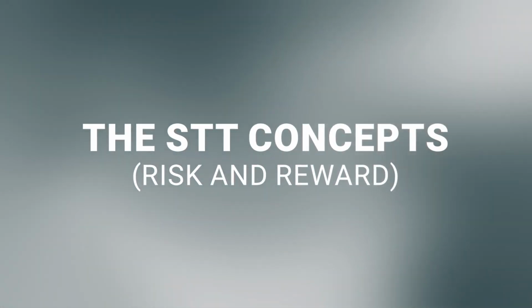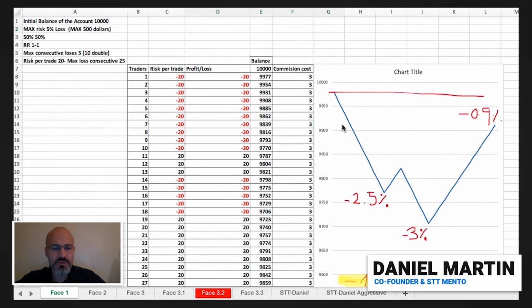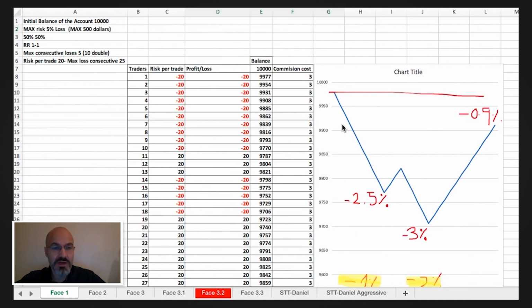Hello traders, let's explain this Excel that you can see in front of you. Remember, this is good for you to understand your strategy and when you can move from backtesting to real life trading.